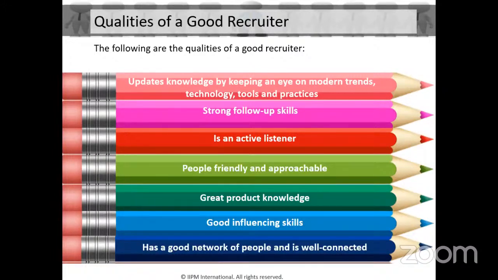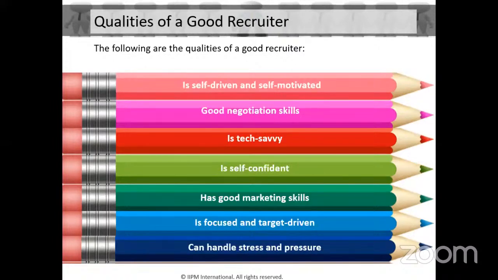Have strong follow-up skills, be an active listener, be people-friendly and approachable, have great knowledge of your product or organization, so that if a question comes up, you know what to do. And then have good influencing skills, okay? Have a good network of people and be well connected. Now, another quality of a good recruiter is that they are self-driven and self-motivated. You don't need to wait for another person to encourage or motivate you, because you're the one that's going to motivate others in the work they're doing, okay?